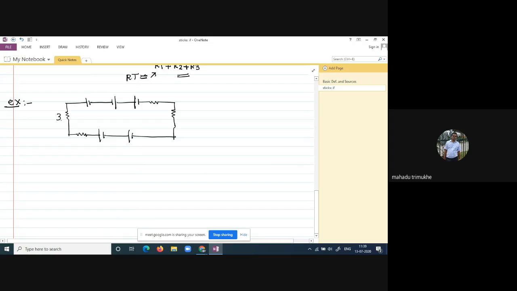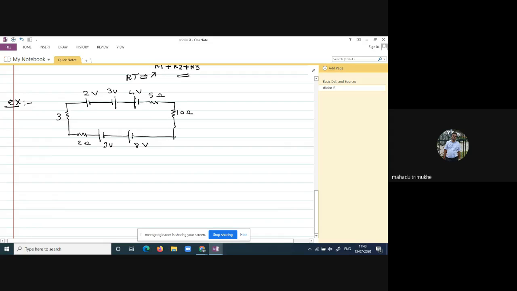I'm not writing ohms here, but it should be ohms. 3, 2 volt, 3 volt, 4 volt, 5 ohm, 10 ohm, 8 volt, 9 volt. Then our aim here is to find out the current flowing through the 10 ohm resistor.